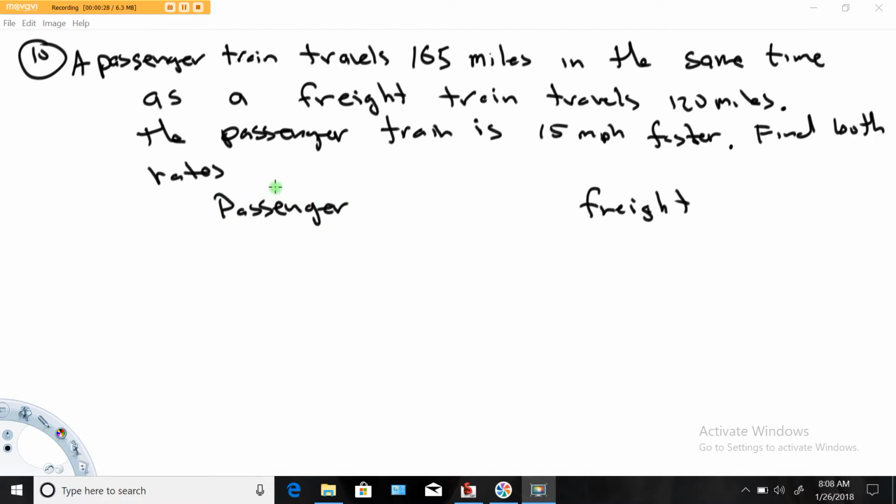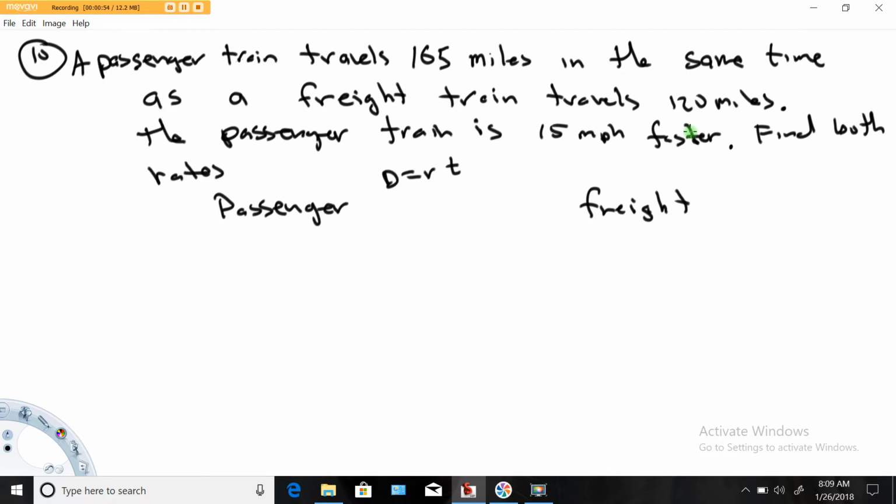What you want to do with these problems is consider both trains, and I'm going to label them. I have the passenger train on the left, the freight train on the right, and we're going to use the formula that distance traveled is equal to rate times time. This is true for both trains. So the passenger train travels a distance of 165 miles in the same time that the freight train travels 120. That's an important thing.